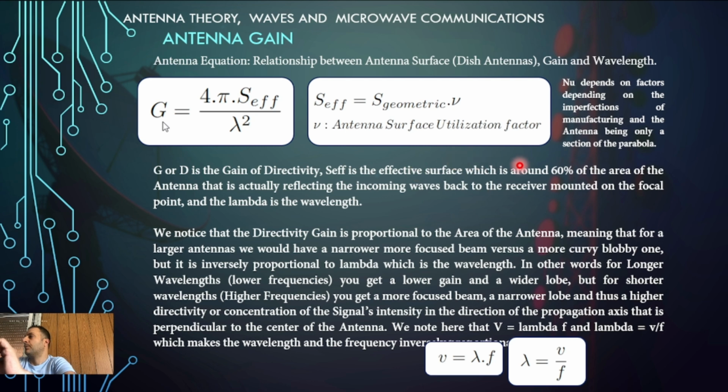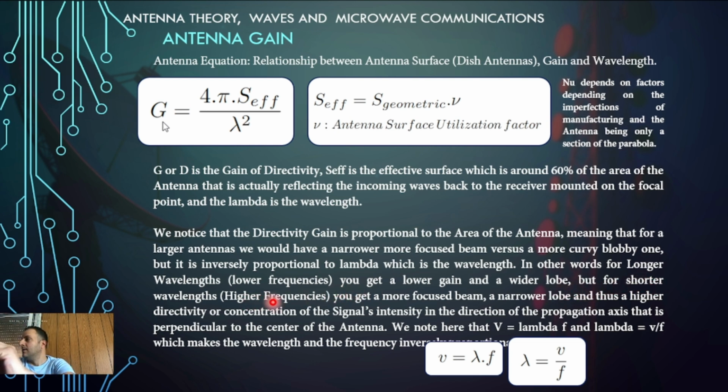As we notice, the directivity gain is proportional to the area of the antenna. They are directly proportional, meaning that for larger antennas, we would have a narrower, more focused beam versus a more curvy, blobby one. But it is inversely proportional to lambda, which is the wavelength. So in other words, for longer wavelengths, you would have a lower gain and a wider lobe, instead of a more focused parallel beam, a tubular beam.